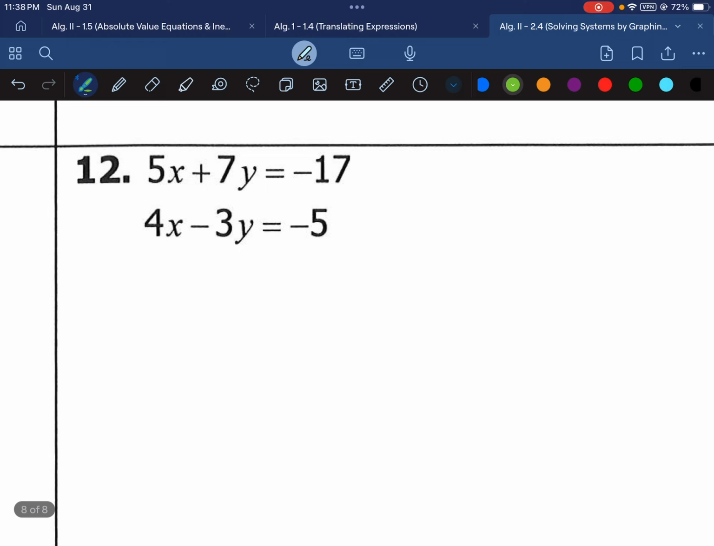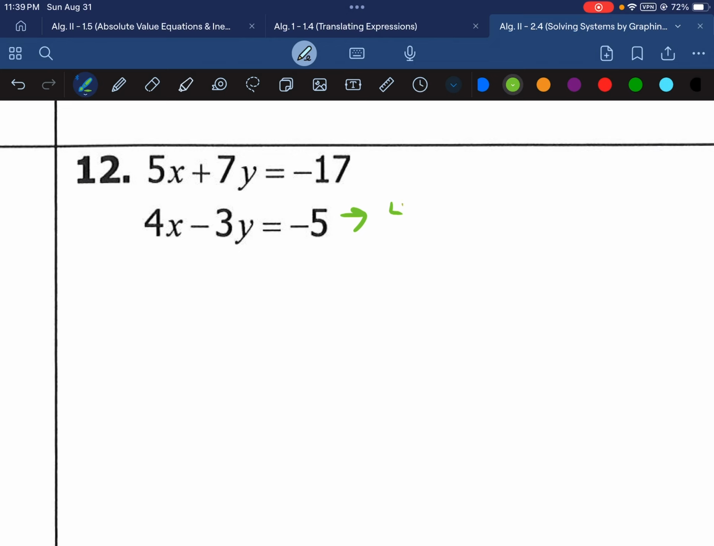Last but not least, number 12 here. As I try to get any variable by itself, I noticed that I would have to divide each coefficient with the variable at the end, but also none of these divide evenly by 5 or 7 in the top, and in the bottom, none of them divide evenly by 4 or 3. So I'm just going to go ahead and pick a variable and start solving for it. And in this case, I'm just going to go ahead and pick this x just because.